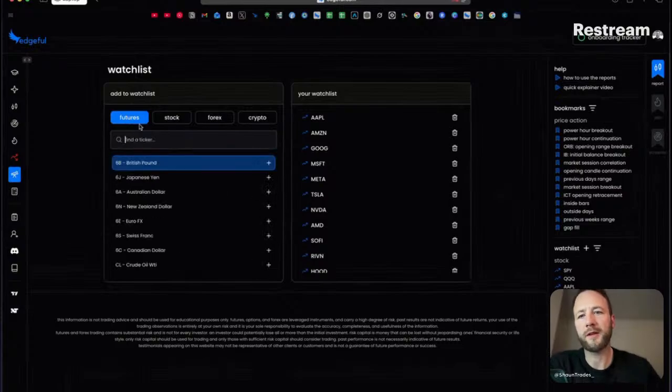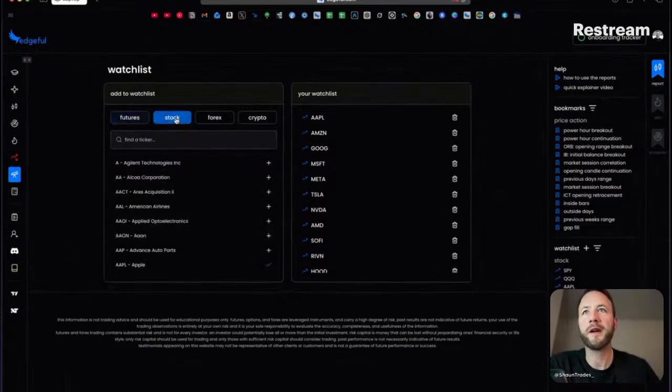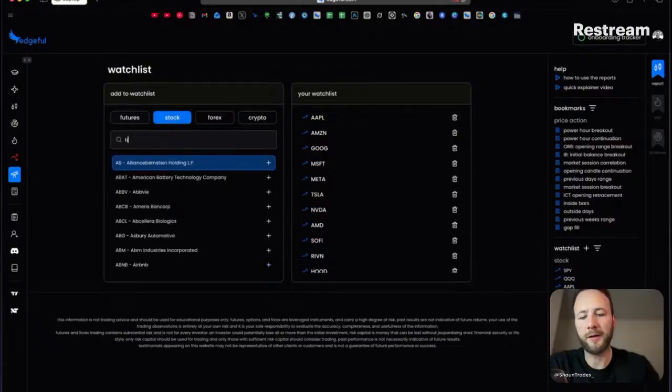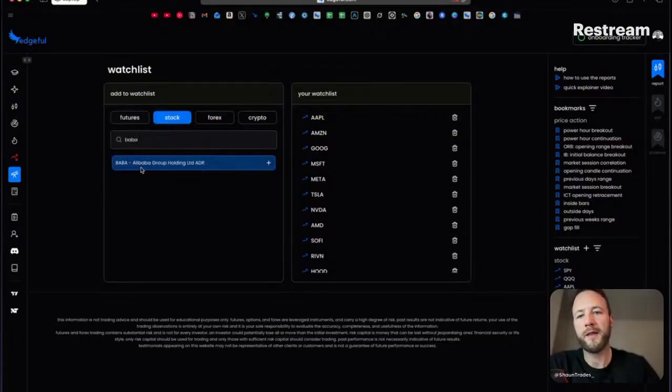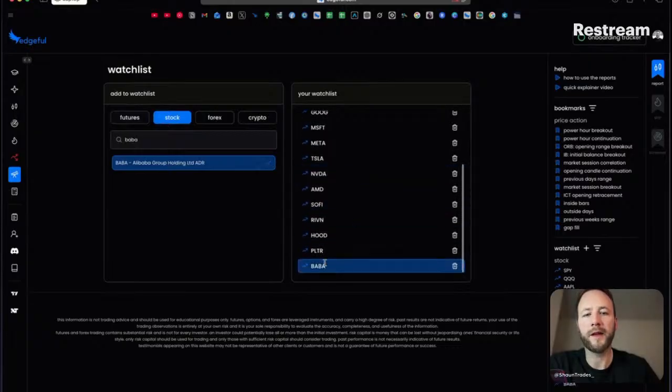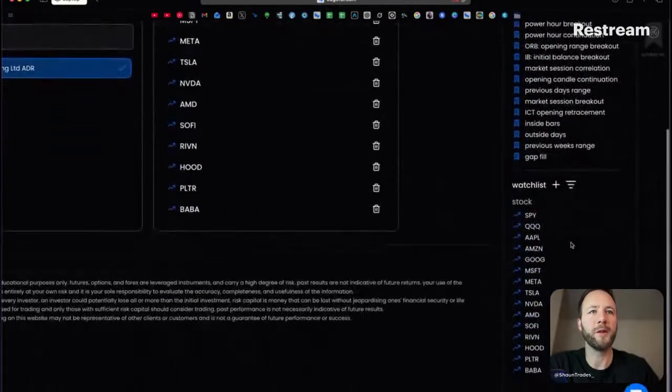What do you mean tick on not found? Okay, right. I'm selected on futures. So anyway, select on stock and then go Barber. And there we go, Alibaba coupon, and just tap on the plus. That then adds it to your list there. And of course, subsequently adds it down to the bottom right there.